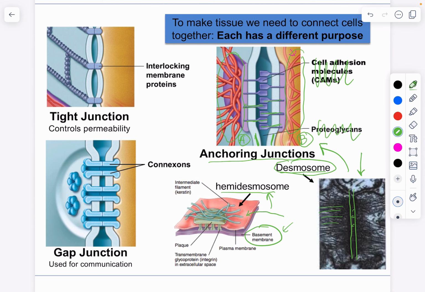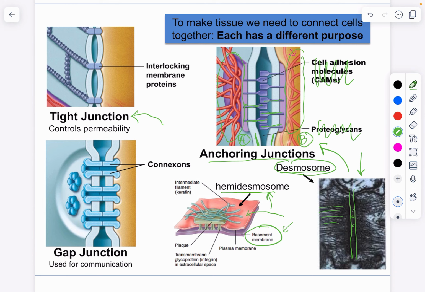There are two other types of junctions. So I'm going to go up here to the tight junction. The tight junction is going to stitch two cells together. It's going to do this in a way to control permeability. So there are instances where we need to be able to do that.